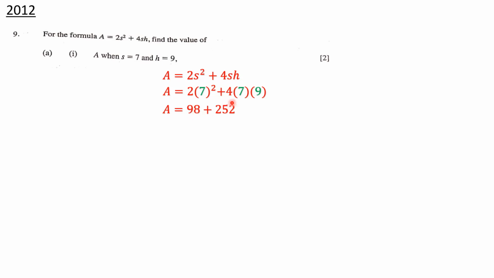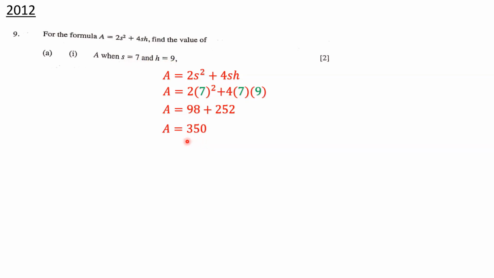And so on the other side, we have 4 times 7 times 9. Let's multiply that. 4 times 7 times 9. And that's going to give you 252. And so let's add these. So we have 98 plus 252, and that's going to be equal to 350. All right, 350. So A, when S is equal to 7 and H is equal to 9, is 350.